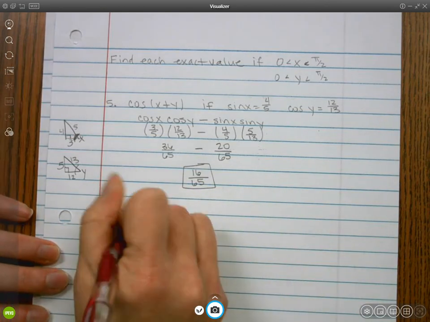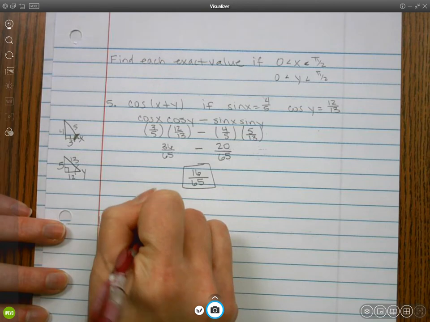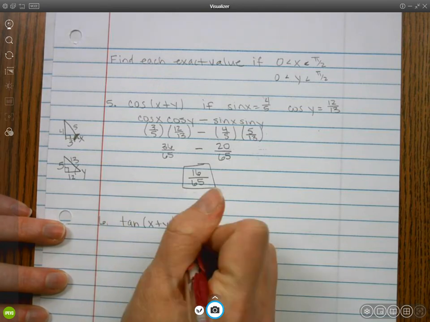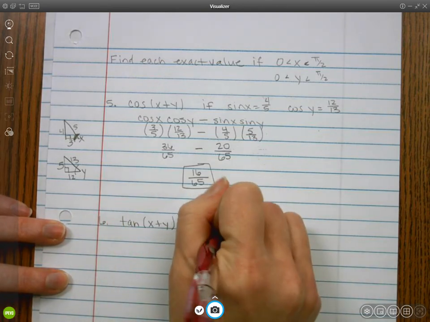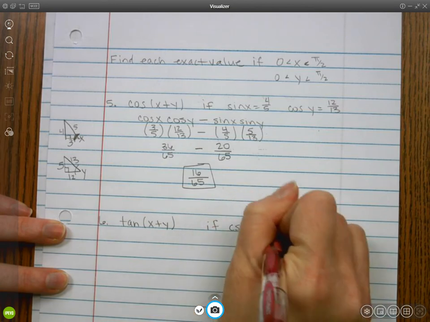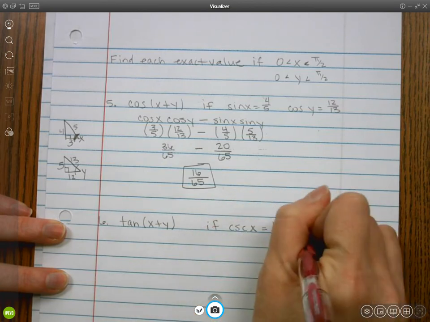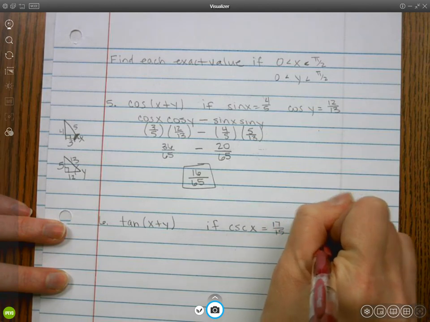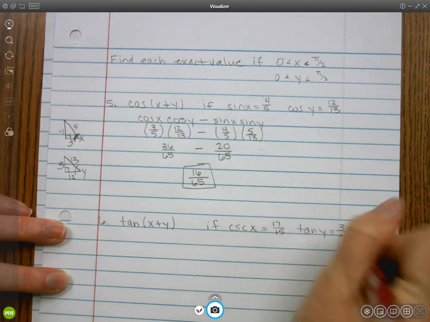All right, so let's try a tangent one of those. We want tangent of x plus y. And they tell us that cosecant of x is 17/15. And the tangent of y is 3/4.